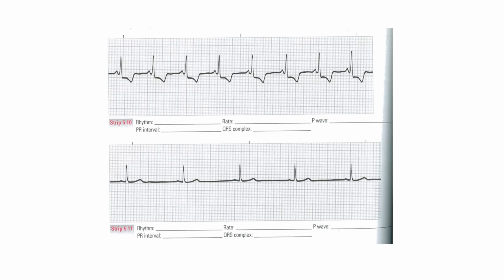And your PR intervals, so let's measure more than 1. I'm measuring right before the P and right before the QRS. It looks like we have about 3 to 4 boxes, so it's 0.14 to 0.16. Your QRS is kind of small, and some of them are smaller than others. It looks like about 1.5.